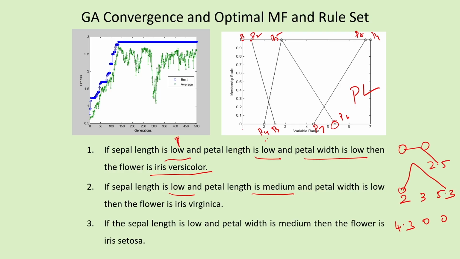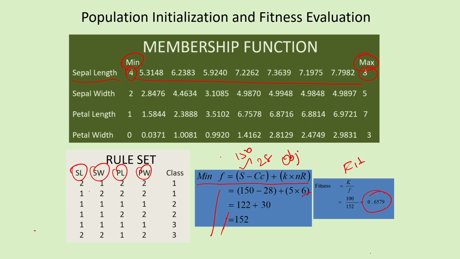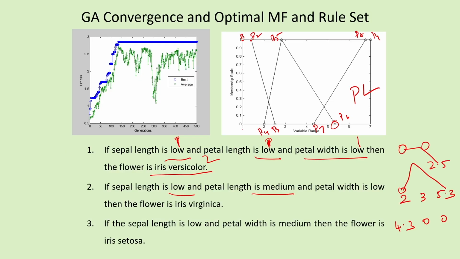Here petal length is 1 and here also 1. If the three values are 3, 1, then the class is 2, like that. So you can understand from this that 2 represents medium and 1 represents high, right? So we have generated this. So now what have we got?